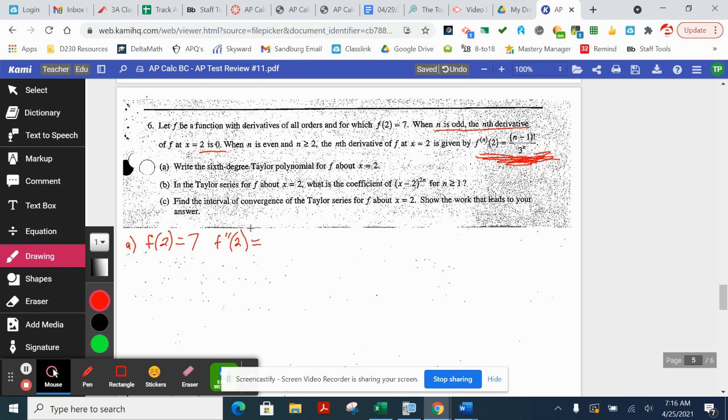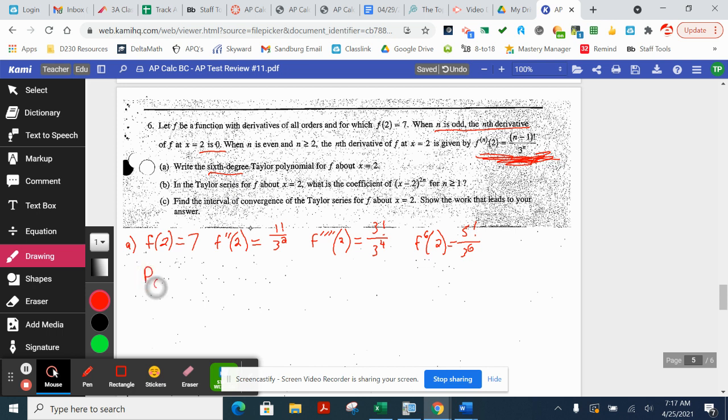To find that, if n is an even power, we're using this formula right here. So let your n be a 2, and we get 1 factorial over 3 squared. The third power is going to be a 0, so a third derivative is 0. So the fourth derivative at 2 should plug in this formula here, 3 factorial over 3 to the fourth power. We want the 6th degree, so I need one more. So I'm just going to write 6. Derivative at 2, plug in a 6, we would get 5 factorial over 3 to the 6th power. So those are our derivatives.